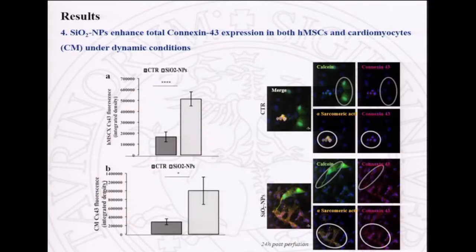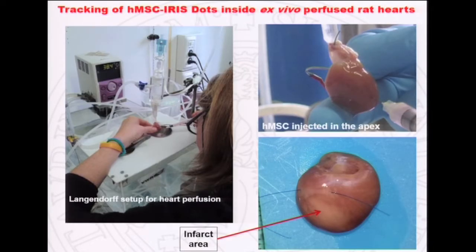significant. Not only that, but also in dynamic conditions, the treated cells, nanoparticle treated cells, were more capable now of putting in contact with surrounding cardiomyocytes, thanks again to gap junctions, and connexin 43 expression again increased. So also in dynamic condition we have the same effects.